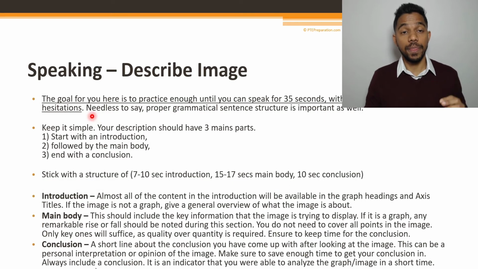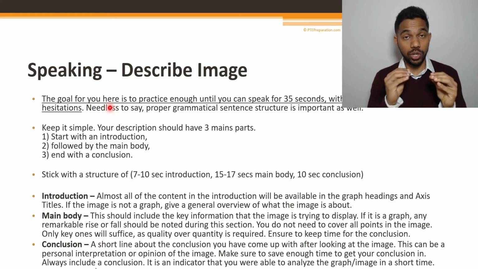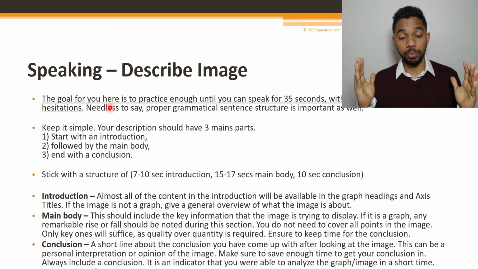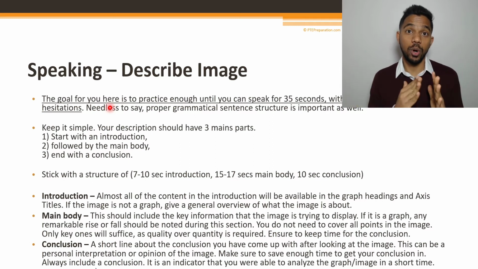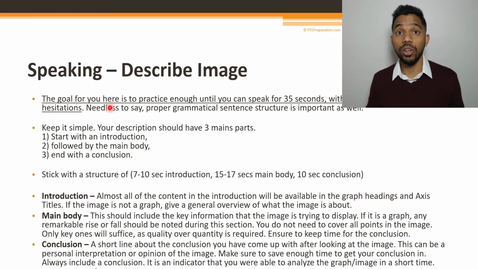Okay, moving on with some practical tips. Now the goal for you in this describe image is for you to practice up until a point where you can talk about any given image for 35 seconds without pauses or hesitations. Needless to say, you need to have proper grammatical structures, which is important as well, but as long as you're speaking for 35 seconds without pauses and hesitations, that's the time when you do well in this part of the exam. Every time you have a hesitation or a pause in your answer, your scores go down.